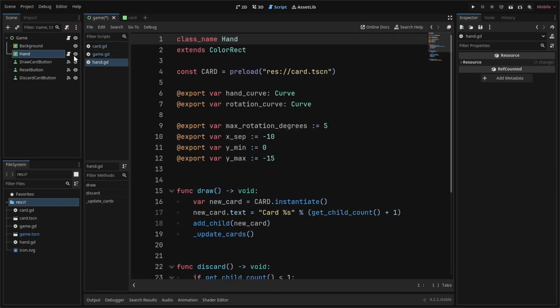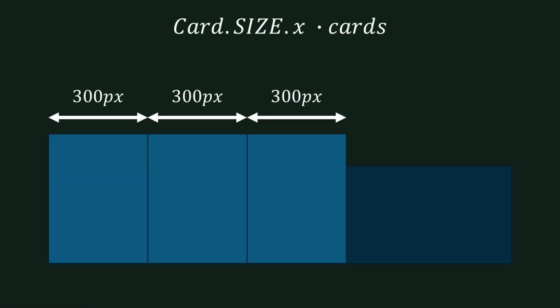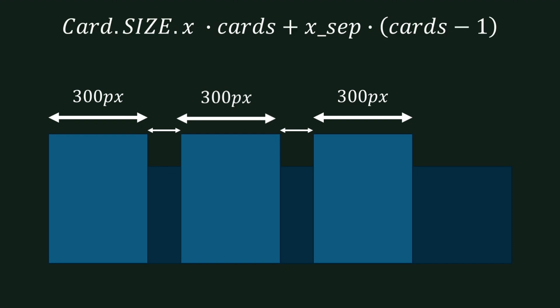Now open up the hand script and get cracking with the update card method. First, we grab the amount of cards we currently have and store it in a variable called cards. Then we calculate the total size these cards occupy in pixels. The calculation works like this. We take the constant width or x size of the cards and multiply it by the number of cards we have. But we also have to add space between the cards, which is set by the xsep export variable by default. We multiply this by cards -1 because there's always one less gap than the total amount of cards. Here we have 3 cards and 2 gaps, right?